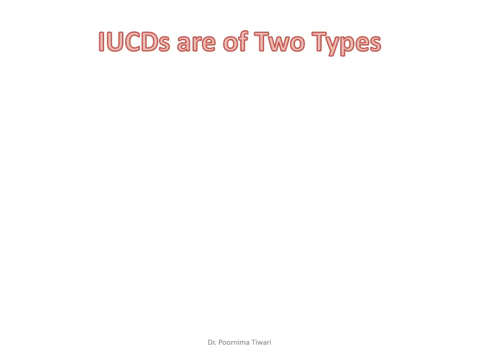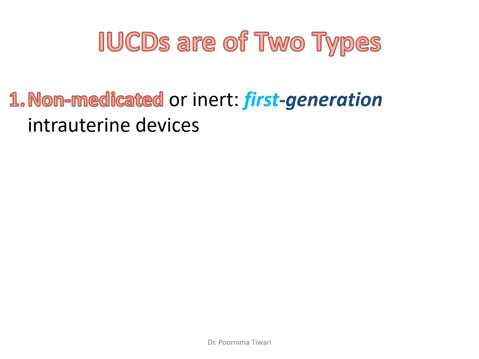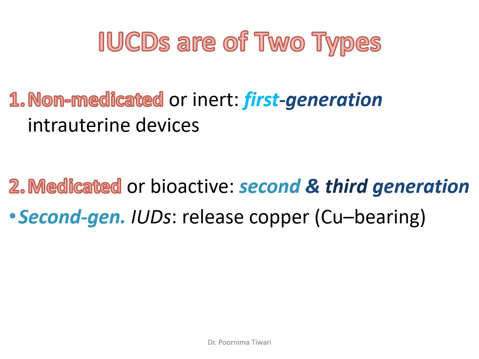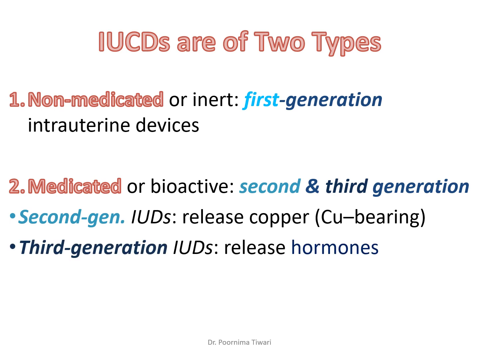Intrauterine devices. Intrauterine contraceptive devices are again of two types, non-medicated or inert, also known as first generation intrauterine devices. These are no longer used. Medicated or bioactive intrauterine devices can be of second generation or third generation. Second generation intrauterine devices contain copper and they release it over time. Third generation IUDs release hormones.